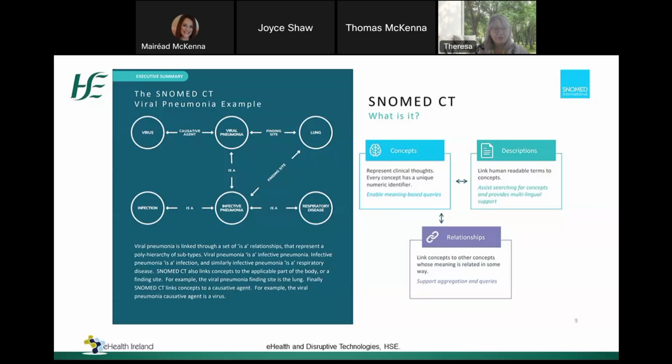And as you can see here, we're talking about pneumonia, viral pneumonia. So the causative agent of viral pneumonia is a virus, and the finding site is a lung. And then you can have the infective pneumonia, which is an infection, and a respiratory disease. So everything has a relationship type, and these two are ISA relationships. This is the finding site, this is the causative agent, and this one, the finding site here as well, is the lung. So this is how everything is related, explaining exactly what a viral pneumonia is to a computer.